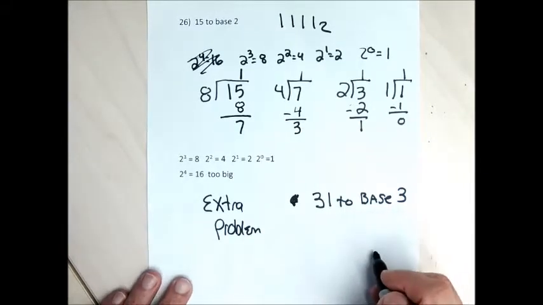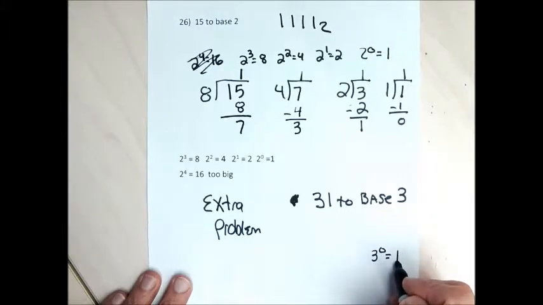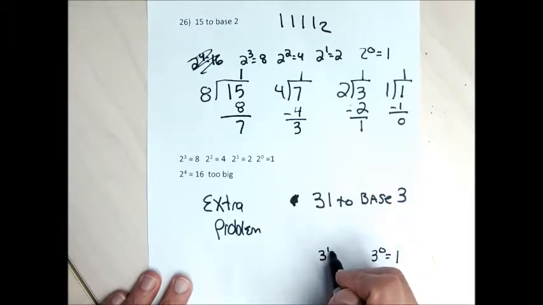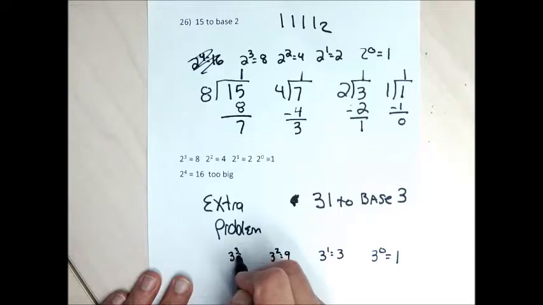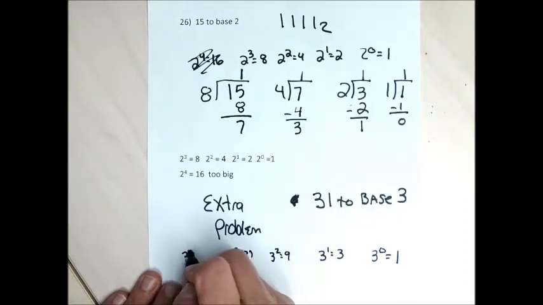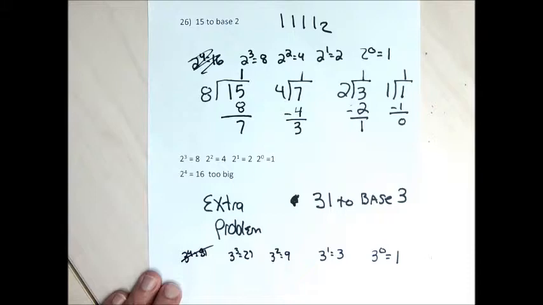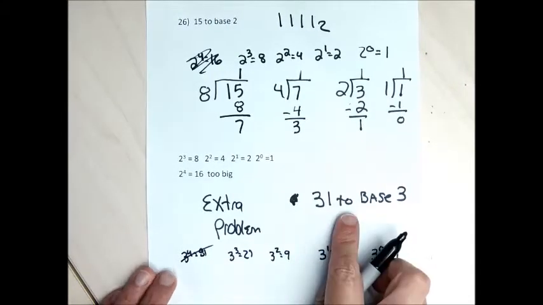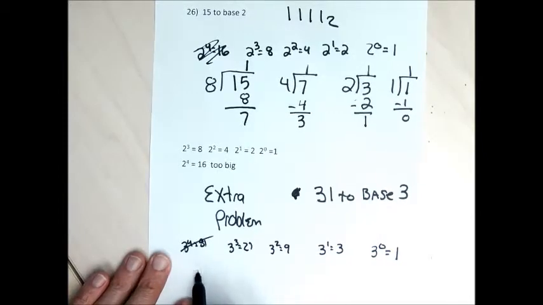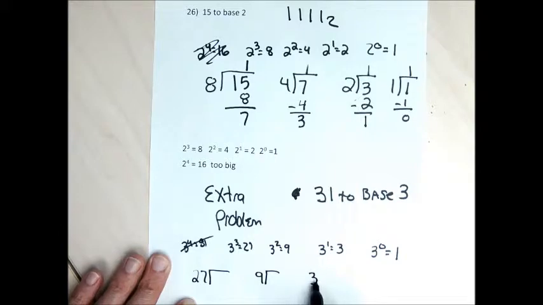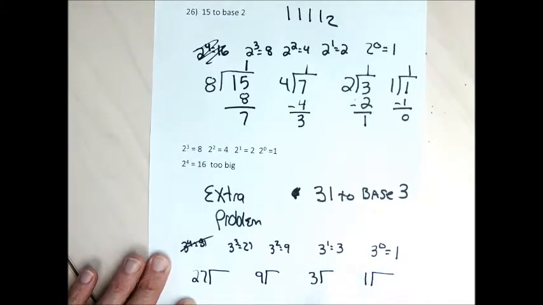Well, I'd write all the powers of 3 that are less than or equal to 31. 3 to the 0 is 1. 3 to the 1 is 3. 3 squared is 9. 3 cubed is 27. 3 to the 4th is 81, which is too big. So to convert 31 to base 3, just because I want you to have an example that has a 0, I'm going to put a 27, a 9, a 3, and a 1 in front of my division bar.